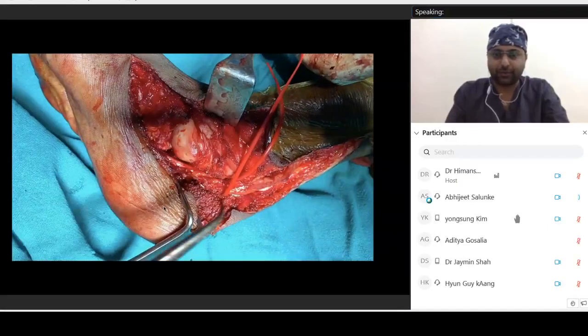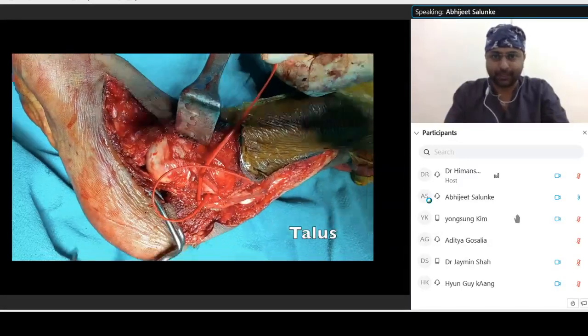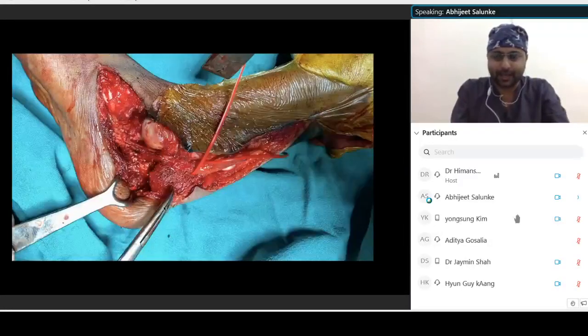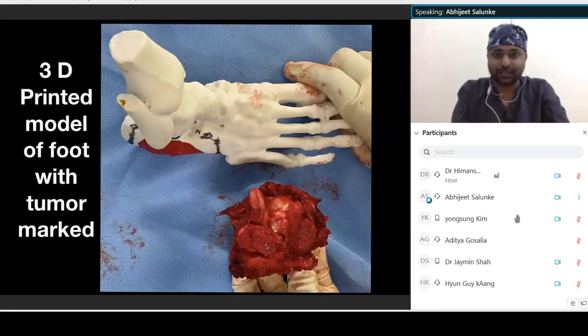So we planned to send this specimen for ECRT, that is extracorporeal radiotherapy. The dose is around 50 grays and duration is around 30 minutes. So we had preoperatively planned all the cuts. We made a 3D model of this, and this was the tumor. This was the anterior cut, this was the posterior cut, and this was the superior cut. So we compared this with what we planned before surgery. This is again a 3D model, superior view.